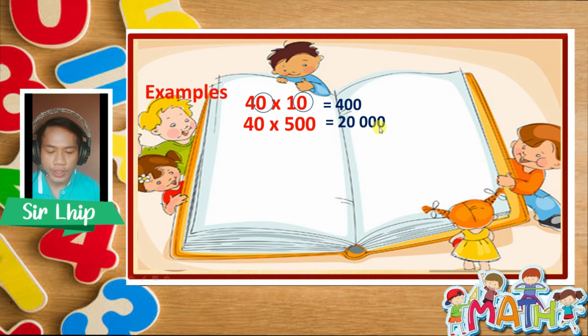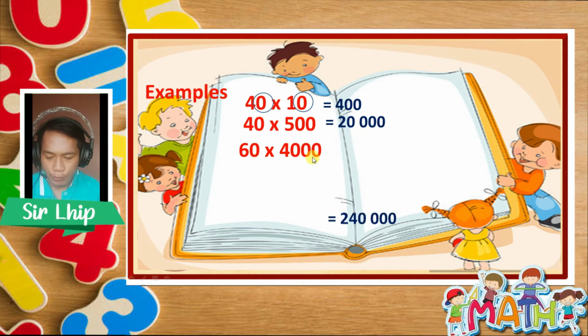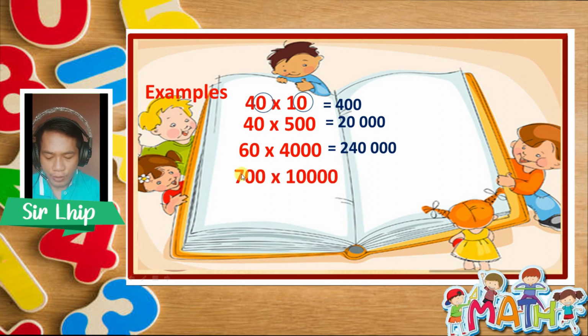60 times 4,000. Write 4 zeros and multiply 6 times 4 equals 24. Thus, the product is 240,000. 700 times 10,000. Write 6 zeros, then 7 times 1 equals 7. Thus, the answer is 7 million.